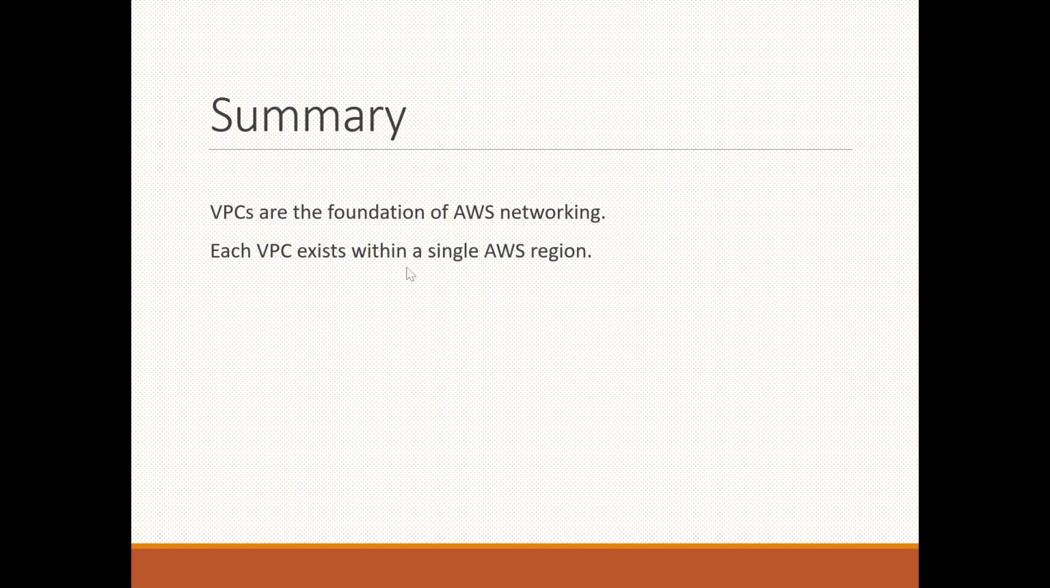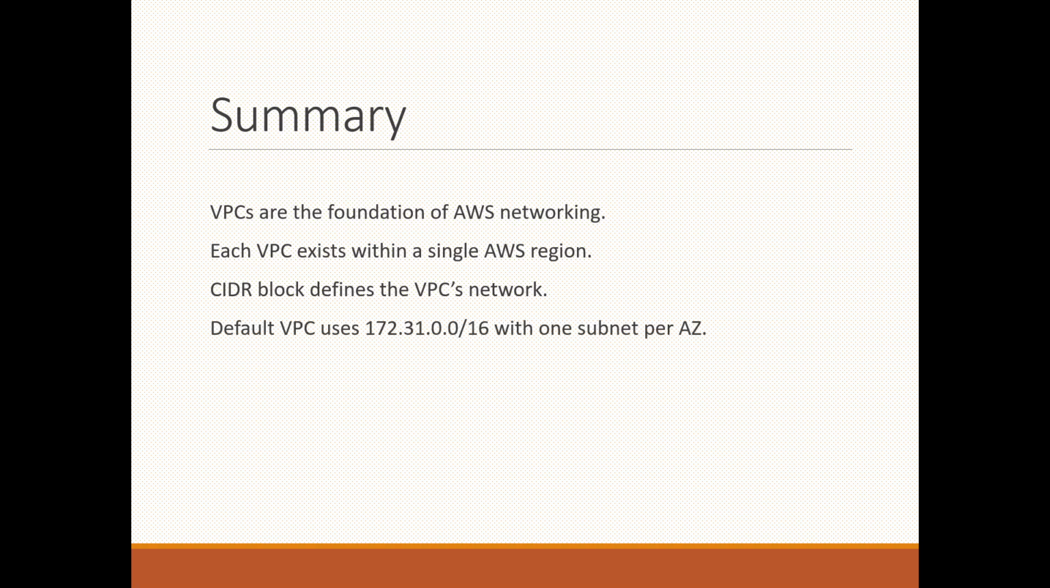So in summary, VPCs are the foundation of AWS networking. Each VPC exists within a single AWS region. The CIDR block defines the VPC network. The default VPC uses this, with one subnet per availability zone. A custom VPC provides full control. So that's all from this video.